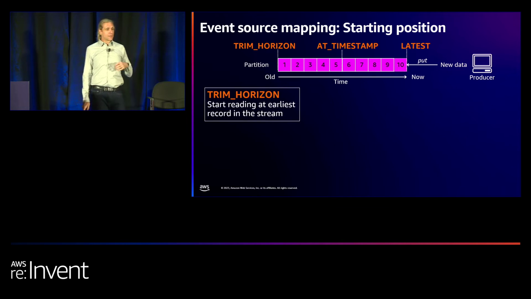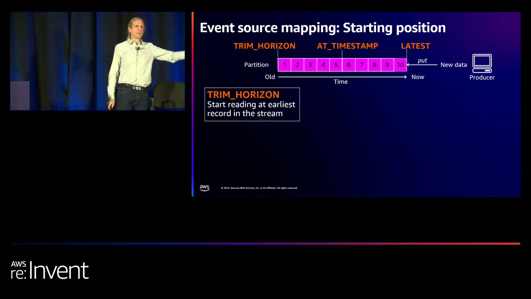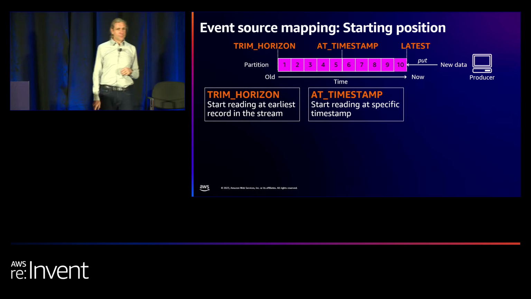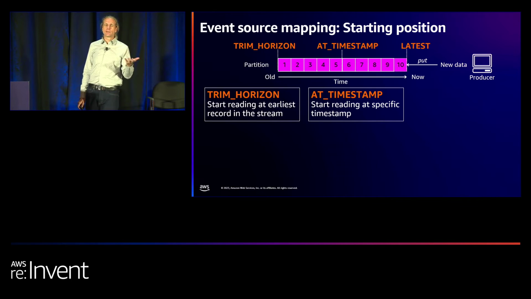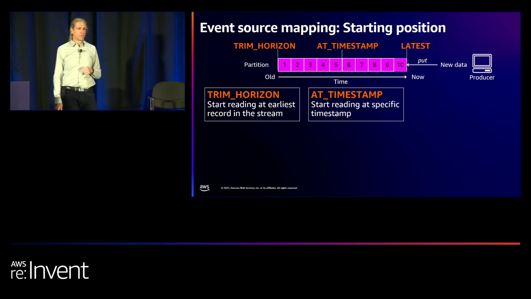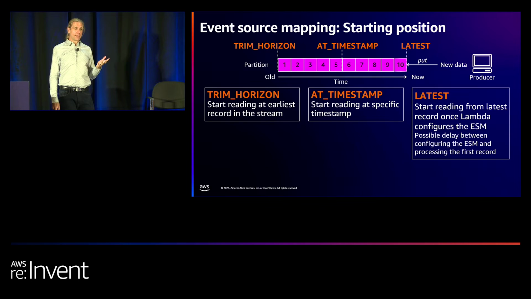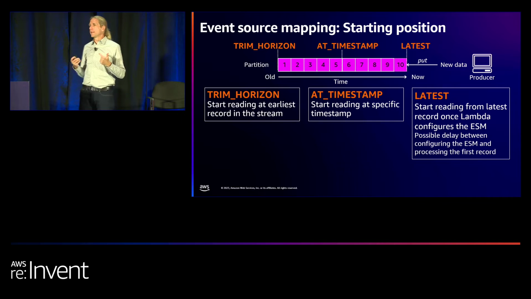You can start at the trim horizon, which starts at the earliest record that happens to be in the stream before anything has been aged out. You can read from a specific timestamp, so you just select your at timestamp and your reading will go from there. Or you can start from the latest, and this starts reading from the latest record once Lambda has configured the ESM.